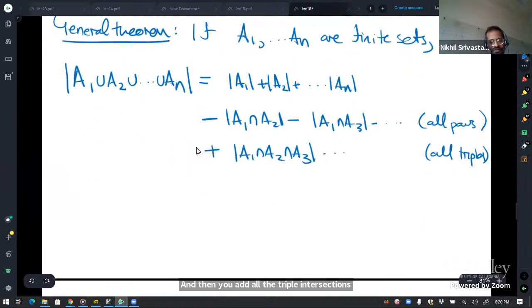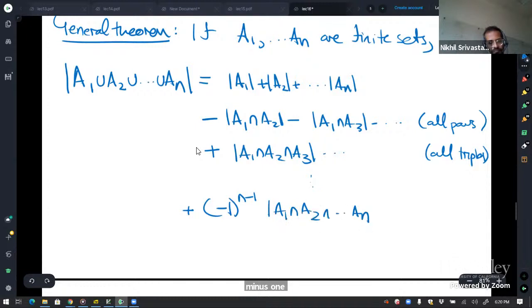And then you keep repeating this until finally you get a (-1)^(n-1) times the intersection of all of them. So that's the theorem. That's why it's inclusion-exclusion, because you include some things, then you overcount, so you exclude some things, but then you undercount, so you include some more things, and then you overcount. If you keep doing this, you get the right answer.